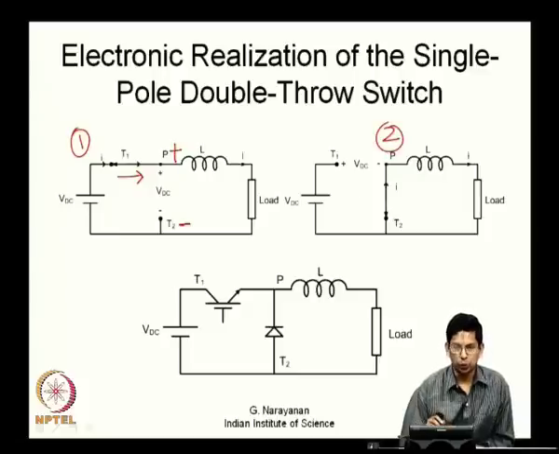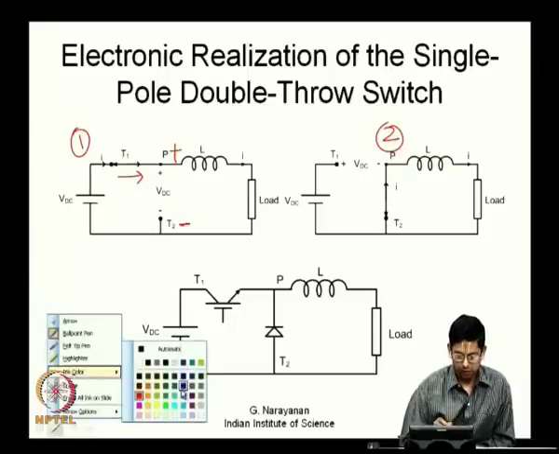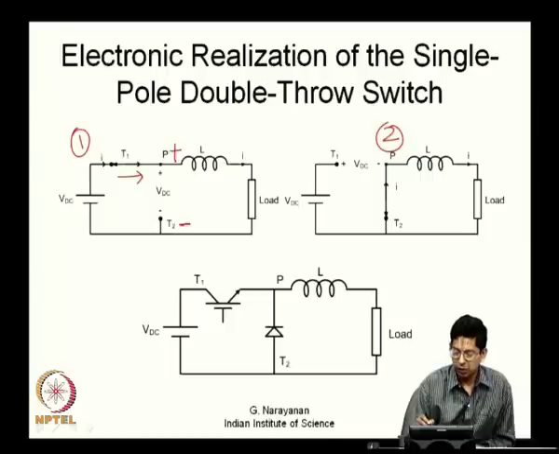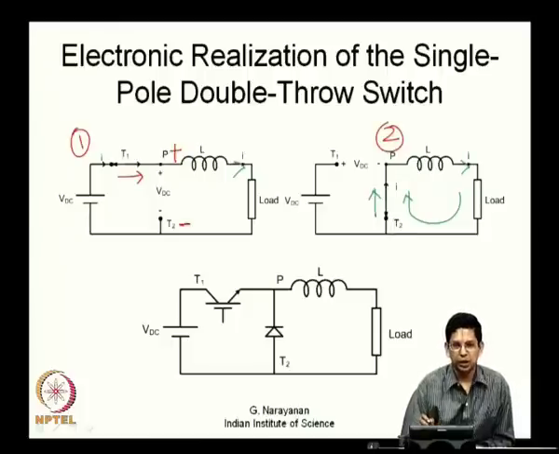Now, when you go to state 2, pole P is connected to throw T2. Here the conduction is from throw T2 to pole P, because the load current flows in this direction. The load current is freewheeling now, and the conduction is from T2 to pole P. Here, P to T1 is now blocking certain potential, and the polarity is such that T1 is positive with respect to P. This is the kind of potential that you have here. Now, how are we going to realize this? So, these are the requirements that we have.